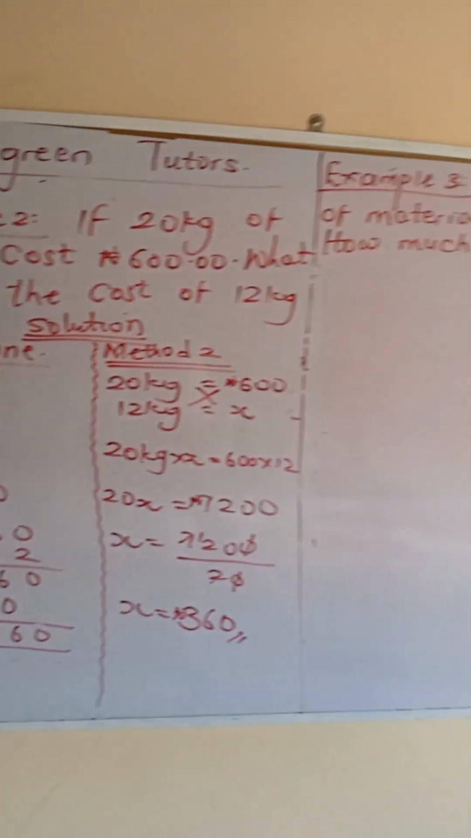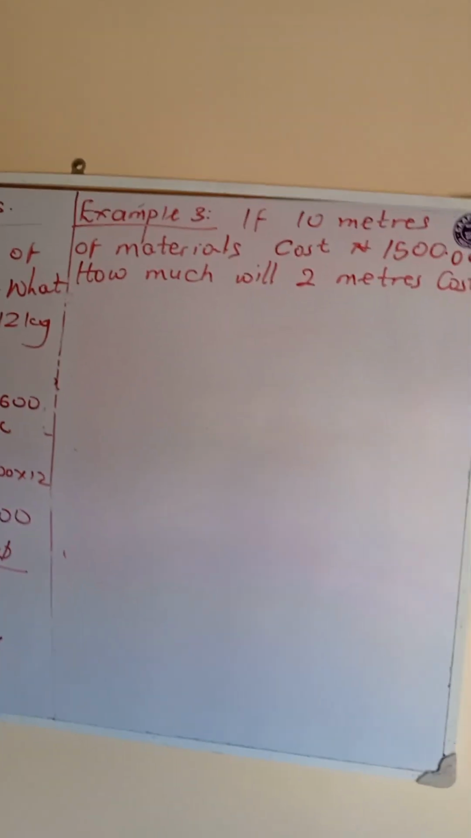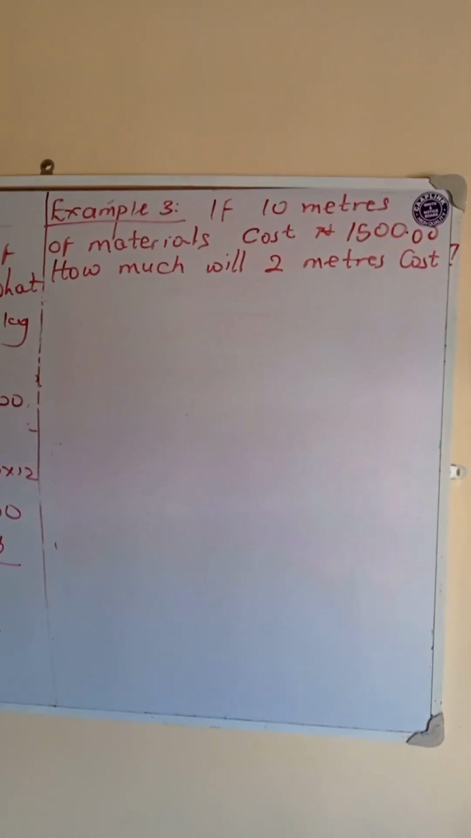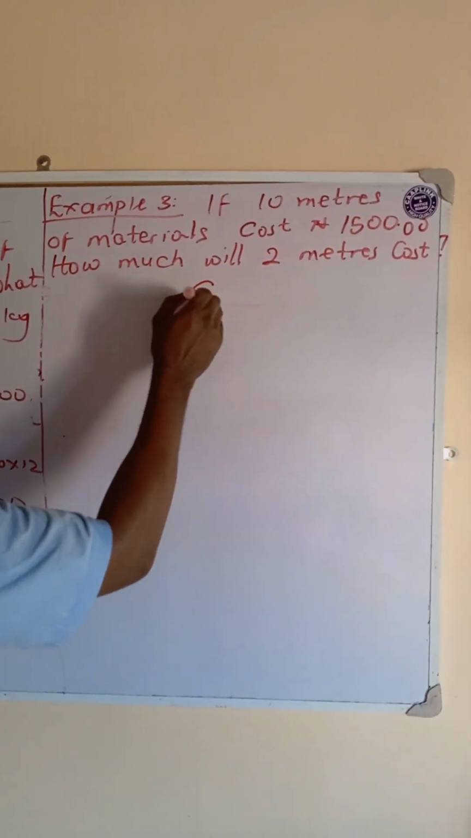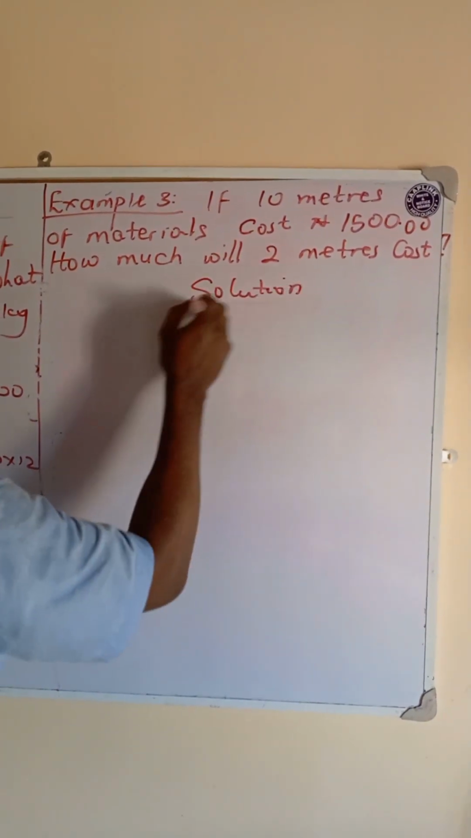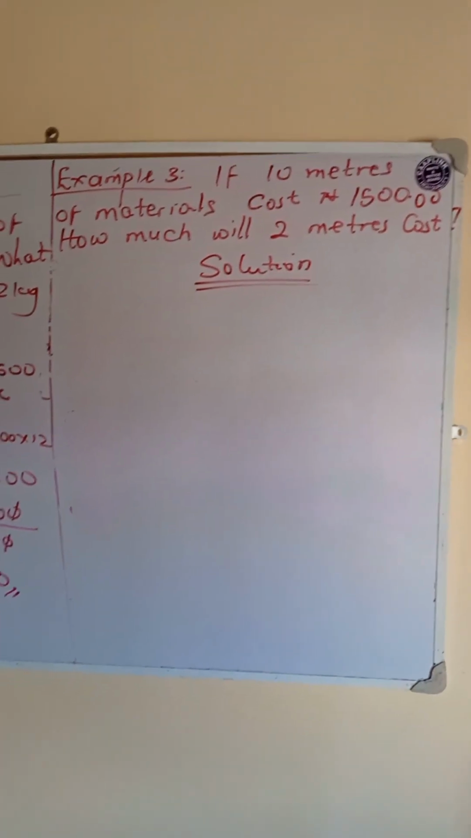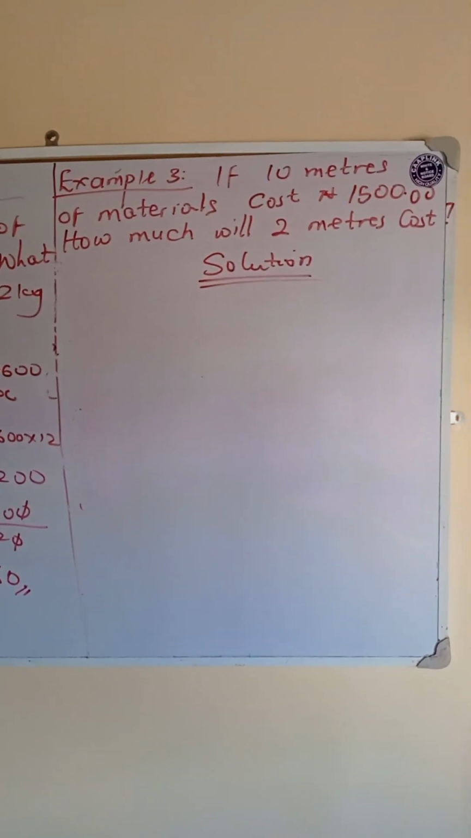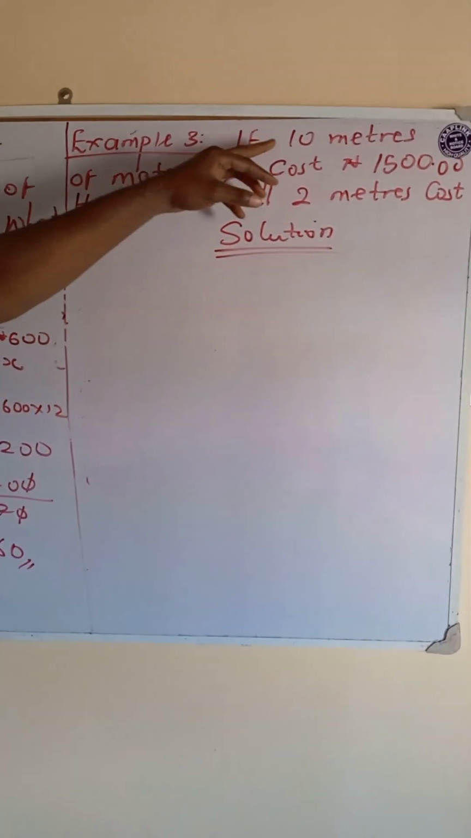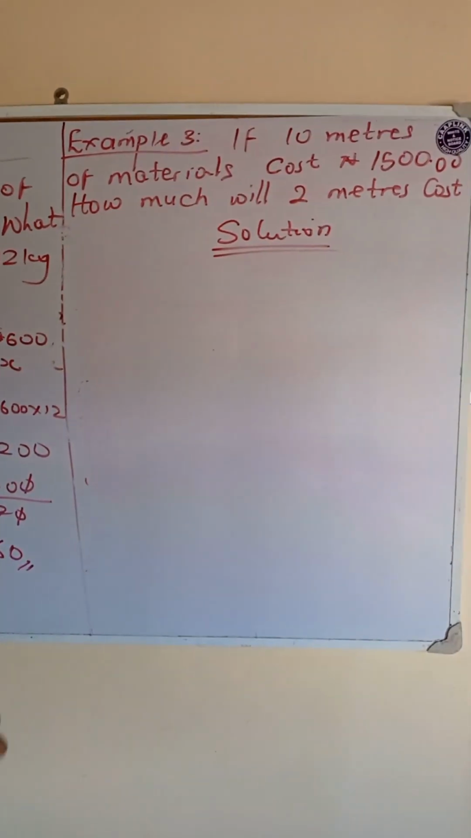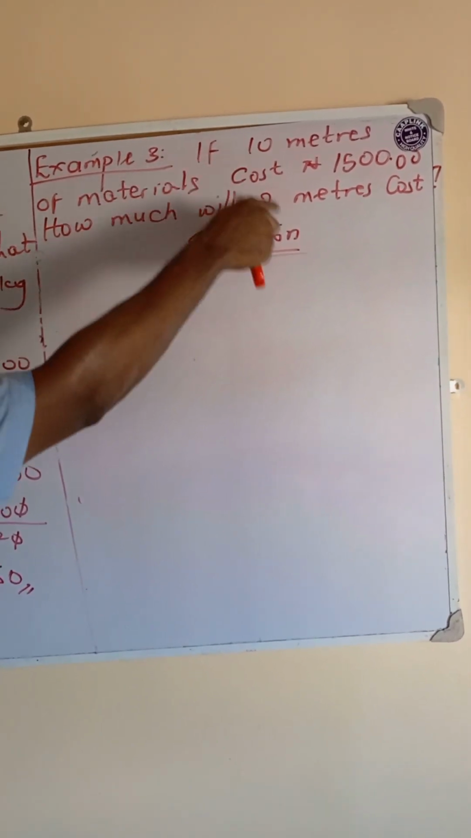Now let's go to example 3. If 10 meters of material costs 1,500 naira, this is a direct proportion question. How much will 2 meters cost? When there's an increase in the quantity of the meter, the price increases. Now let's see if the price will reduce now that the quantity has reduced from 10 meters to 2 meters.